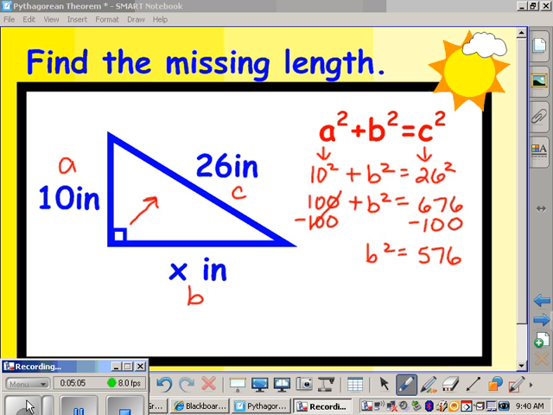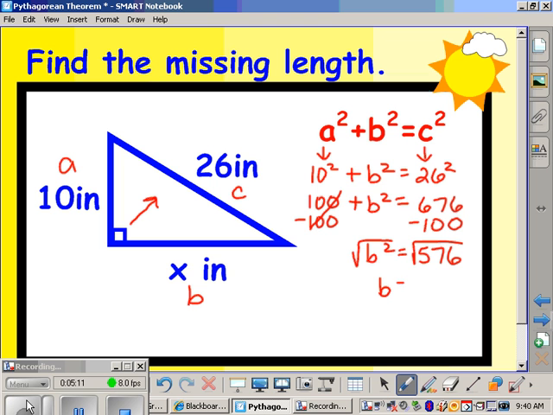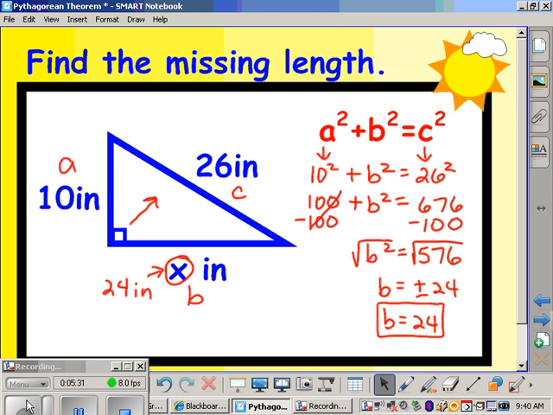Now you may not know what the square root of 576 is, but if you use a calculator, then you will see that the square root of 576 is both positive or negative 24. But again, we would only want to use the positive value because that would make logical sense for this problem. So our missing value of x then would be 24 inches for this particular problem.